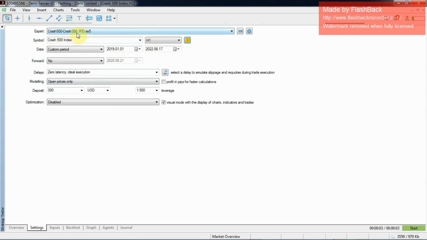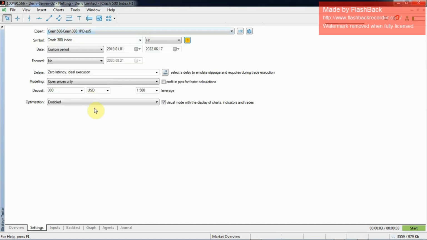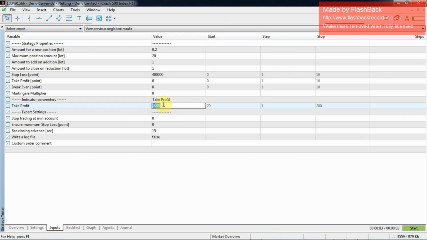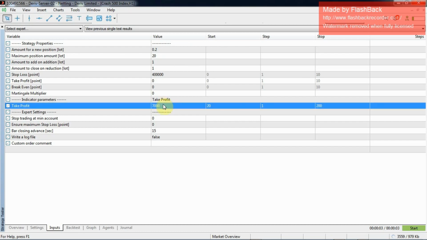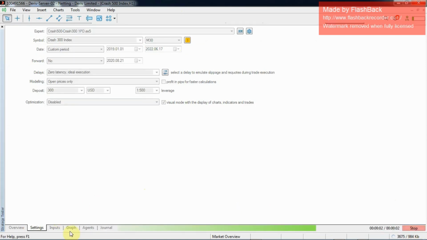So now we'll change to Crash300. This robot trades Crash500 and Crash300. On Crash300, this guy trades the 30 minutes chart. So now we'll just increase from 3,000 to 7,000. Meaning on Crash300, it's better to trade this guy because we are maintaining the same stop loss. And the bigger stop loss in algorithm trading, I explained to some of you, is the price for consistency, because we want to survive the drawdowns.